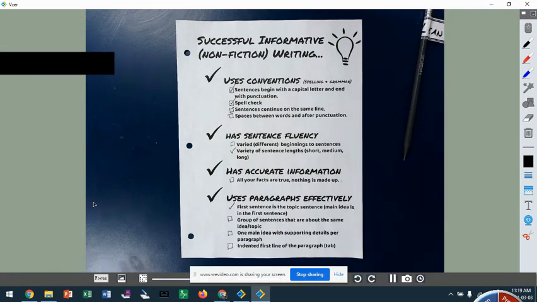So, are you all ready to start editing using your checklist, your writing about light? Awesome. Let's get started.